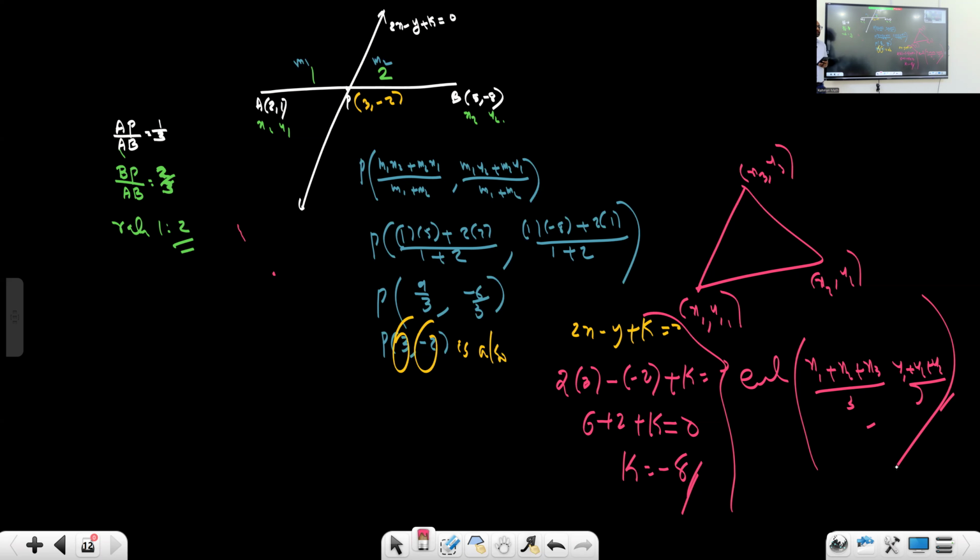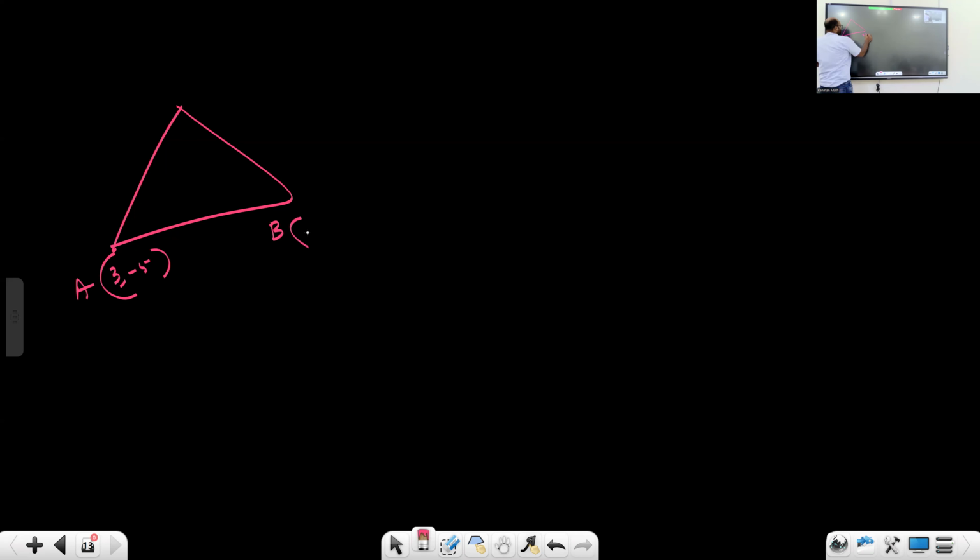What does the answer say? Question number 16. X value add by 3, y value add by 3. Two vertices of a triangle are given to you. If you want, you can draw one triangle. This is 3, minus 5. The second vertex is given: minus 7, 4. The third vertex is not given. We can call it x3, y3.